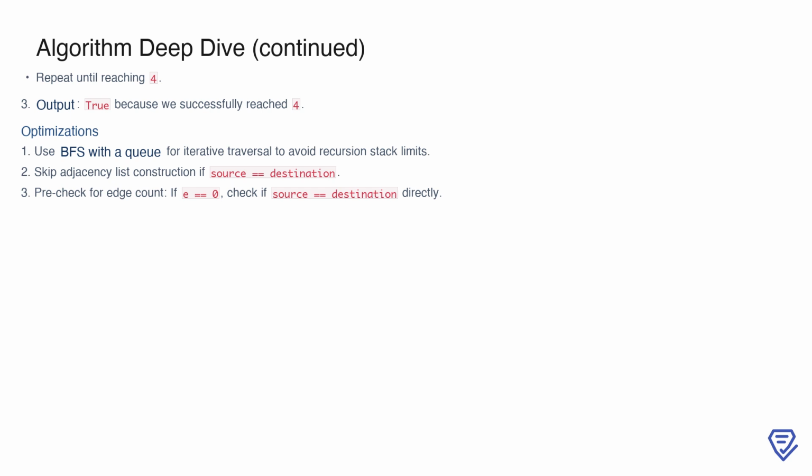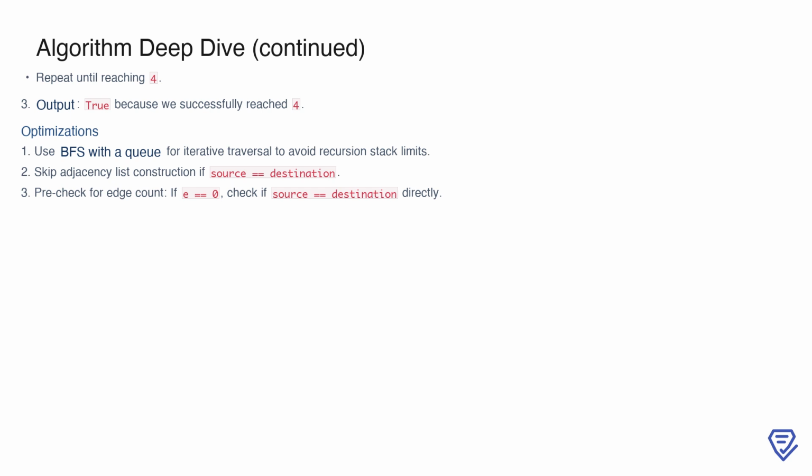This example demonstrates how the DFS traversal efficiently finds a path by exploring neighbors recursively while avoiding cycles using the visited set. To optimize further, we could use BFS with a queue for iterative traversal, which avoids recursion stack limits. Additionally, we can skip adjacency list construction entirely if the source equals the destination, as the answer in that case would always be true. Another optimization involves a pre-check for edge count. If there are no edges in the graph, we simply check if the source equals the destination. These optimizations ensure the algorithm remains robust and efficient for a variety of input scenarios, making it a versatile solution to the problem.